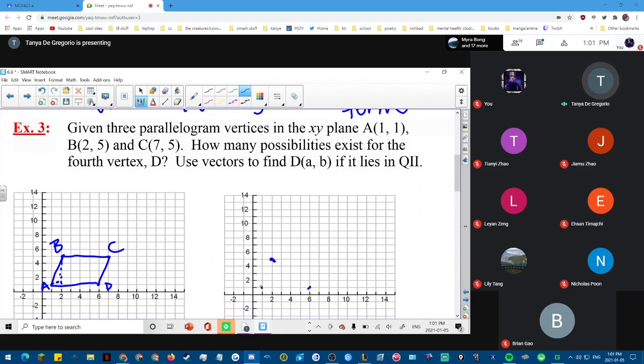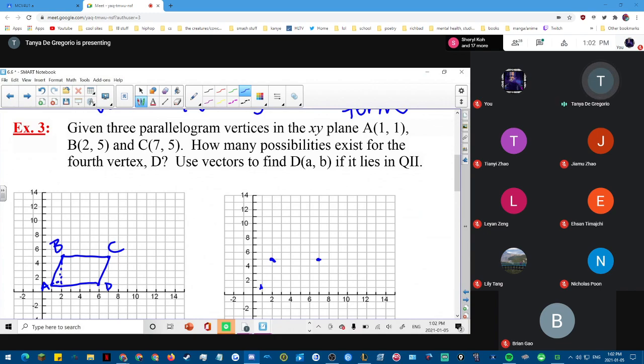Where else could I draw D? Is there another possibility for D? No one has any ideas? Well, what about... sorry, I drew the wrong one. My C is 7,5. So what do you guys think? What's another possibility for D?